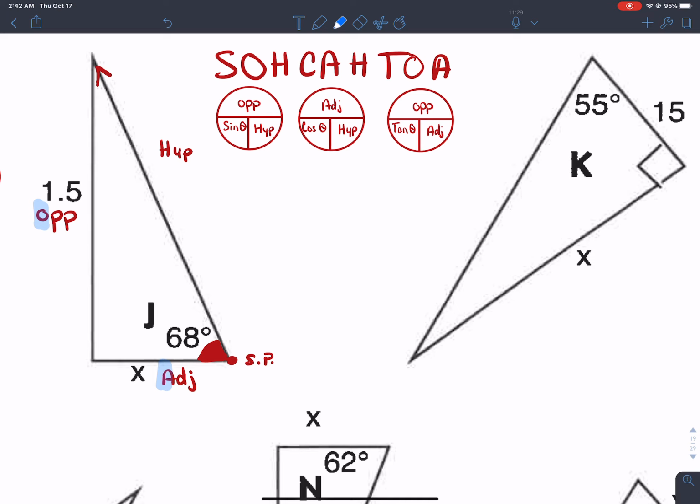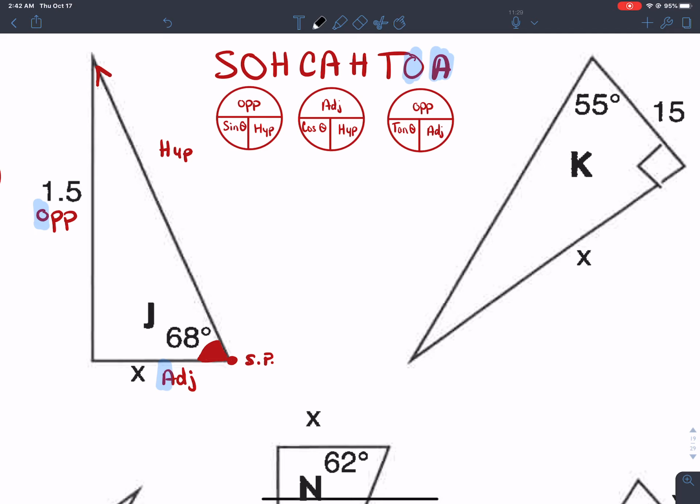We look at our functions. Sine is O and H, so that can't be right because we have O and A, not O and H. Cosine is adjacent over hypotenuse. We don't have adjacent and hypotenuse. We have opposite and adjacent, so that can't work. So you go over here, you have tangent, opposite, adjacent. That's the winner.